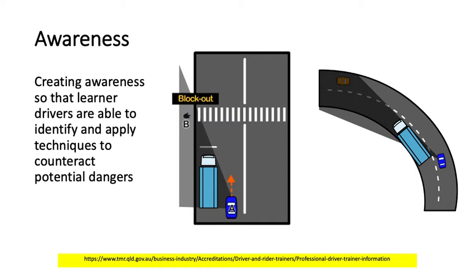Same in the diagram on the right, with the driver moving around in that position with the heavy vehicle, again creating a block out. So we don't want to drive with assumption, we want to drive with awareness of there could be a vehicle hidden behind another vehicle, etc.